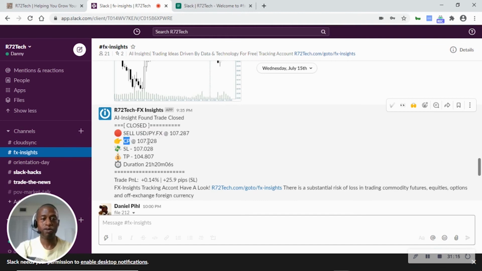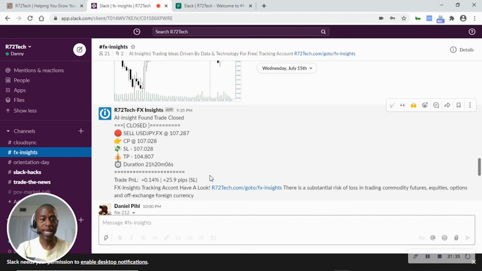So you have CP here, it shows you the close price. It's going to show you the duration. So the algorithm was working this for 21 hours, 20 minutes, and 6 seconds. Now it's going to show you the pips. It was for plus 25.9 pips, and it was for 0.14%.